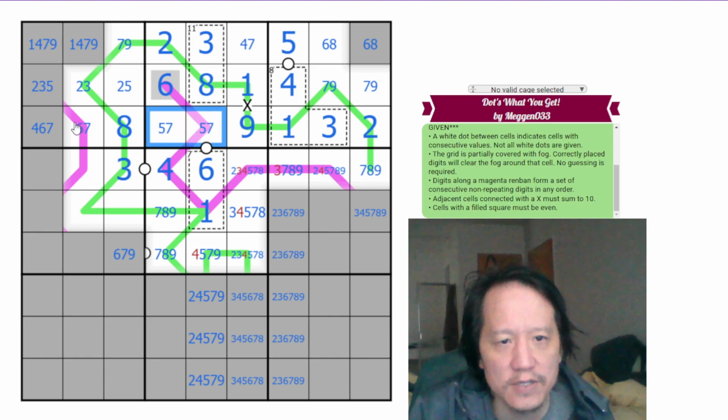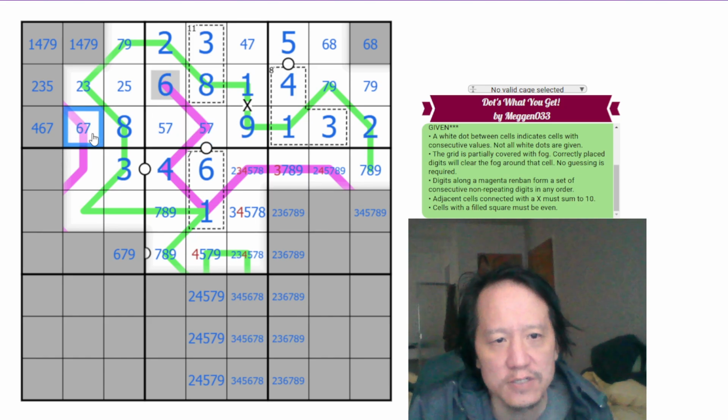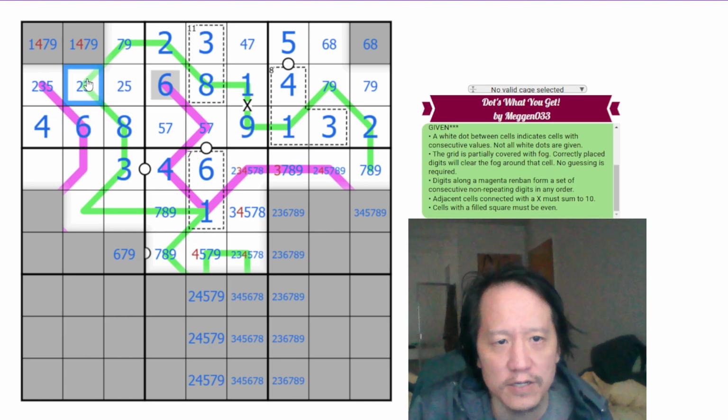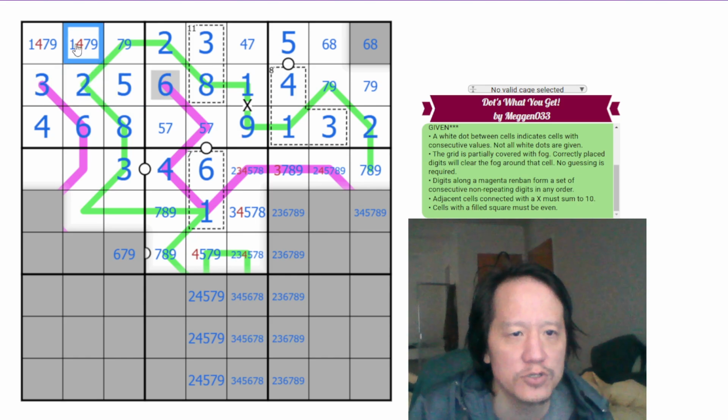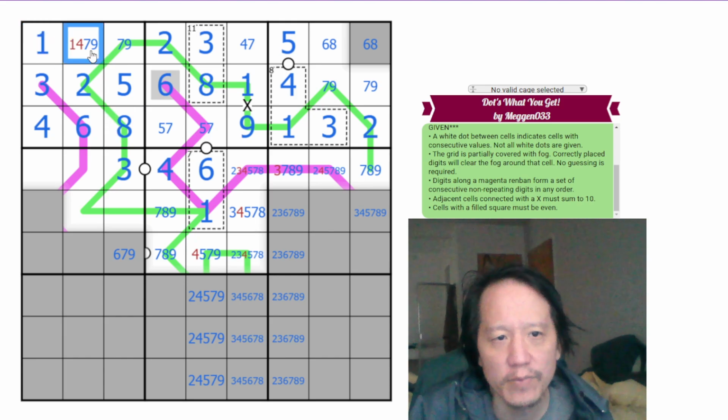This is 5, 7, 5, 7. This has to be 6. This has to be 4. So this cannot be 3 because there's no black dot. So this is a 2. This is a 5. This is a 3. There's no black dot here, so this can't be 1. So this is a 1. So there's no 1, 4 here. So it's 7, 9, 7, 9, which forces this to be 4.